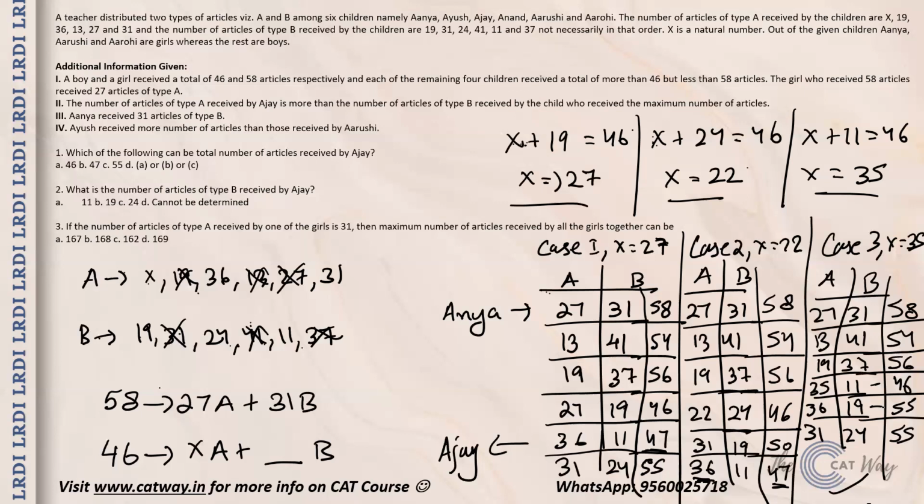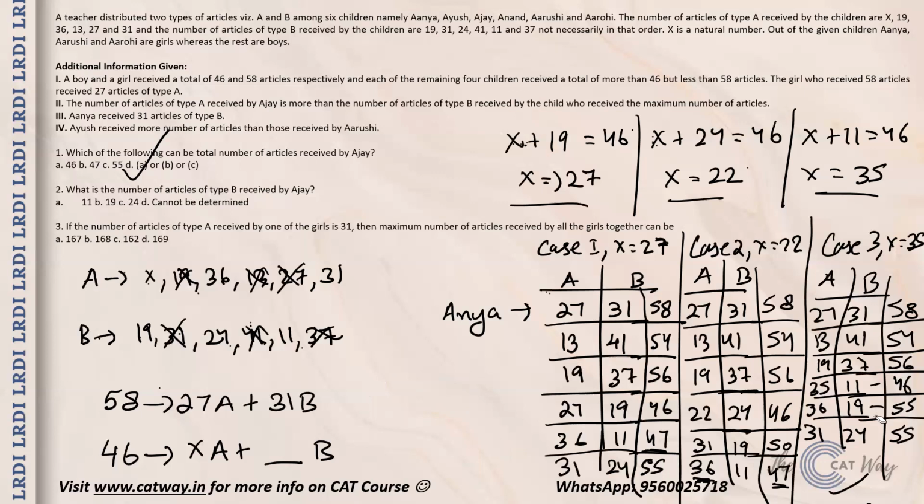That is, the number of articles that Ajay could have received is 46 or 55. So the number of articles for Ajay from case 1 and 2 is 47, whereas from case 3 it is 55 and 46. So there are three possible cases. Look at the options, you see all three are available. So the correct answer is option D, that it could be either A or B or C.